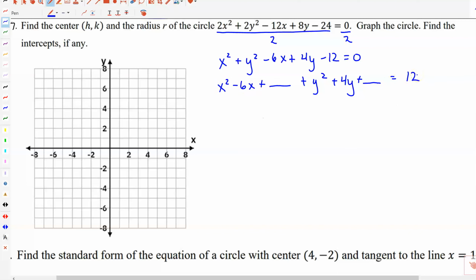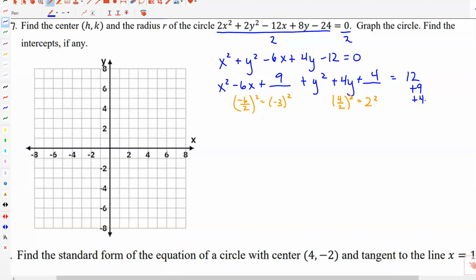Alright, so to complete the square, we're going to take these b terms, divide by 2, and square it. So in this case, I'm going to get negative 3 squared, which is positive 9. So that'll go in the blank, and then don't forget to add it to the other side. On my y terms, I'm going to have 4 divided by 2, and I want to square that. So 2 squared is 4. That goes in the blank. Don't forget to add it to the other side.